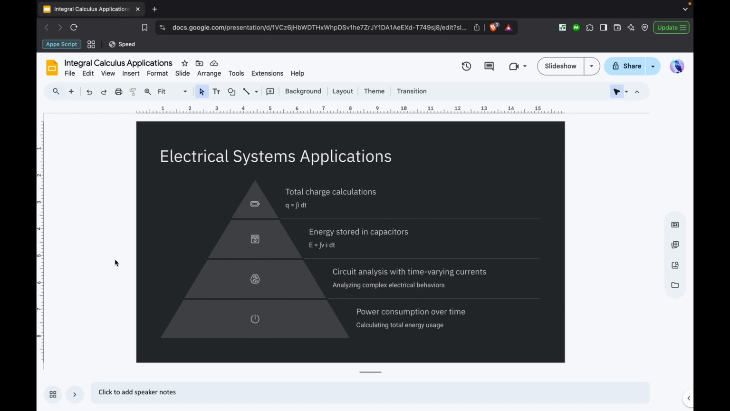The next physics application is electrical systems. What we're trying to figure out is things like total charge, the amount of energy stored in capacitors, circuit analysis, which is kind of a combination of that, and also power consumption over time. For the total charge calculation and energy stored in capacitors, these are just straight-up integrals, but the other one also requires a little bit of extra background physics knowledge that doesn't really come straight into it.